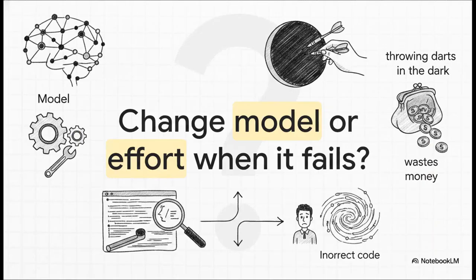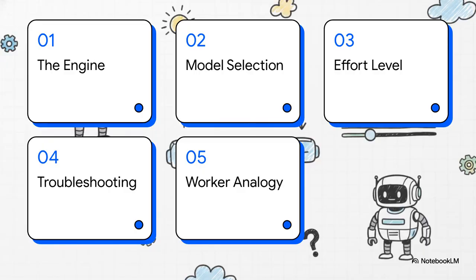So it brings us to a really common developer frustration, right? When Claude Code gets it wrong, do you change the model or do you change the effort? Just blindly guessing which setting to tweak is kind of like throwing darts in the dark. It wastes time and, let's be real, it wastes money. Absolutely nobody likes explaining massive token bills to their engineering manager. You need to know exactly which lever to pull. Okay, let's dive into this.